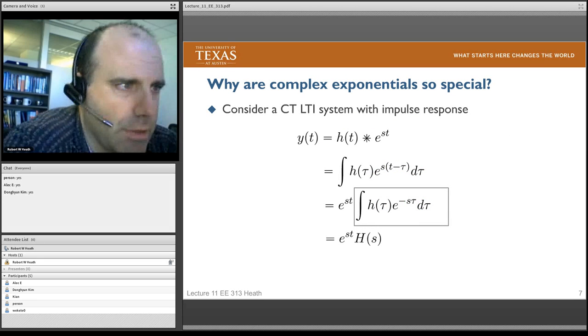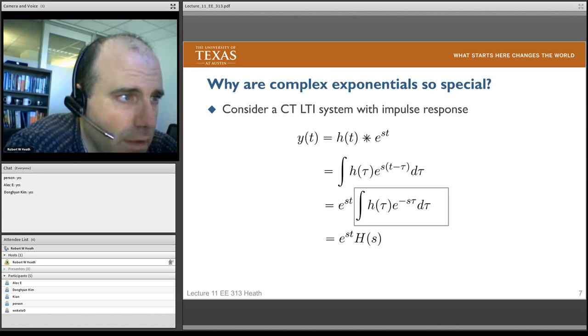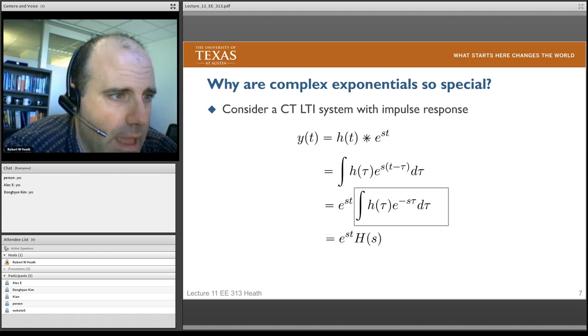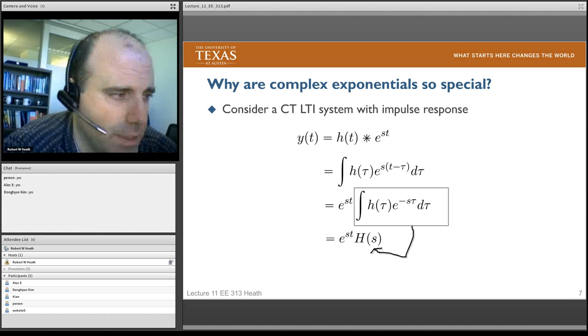Okay, so why complex exponentials? Let's go through this from first principles, looking at the convolution. Suppose I want to convolve the impulse response with some exponential, let's call it e to the st. I integrate h of tau times e to the s of t minus tau, d tau. Here I can pull the e to the st out, and I'm left with the integral of h of tau e to the minus s tau d tau. That quantity is what we define as H of s, the system response. This system response is computed by integrating the impulse response against a complex exponential, and note that this integral is a function of s. Once you've done this once, you can plug in any of your other favorite values, and you're done.